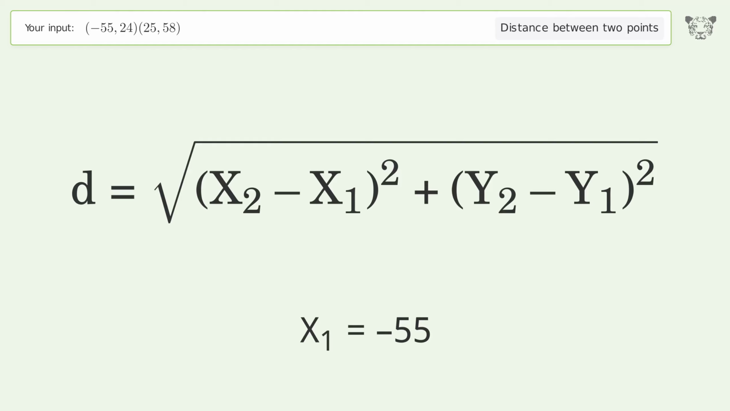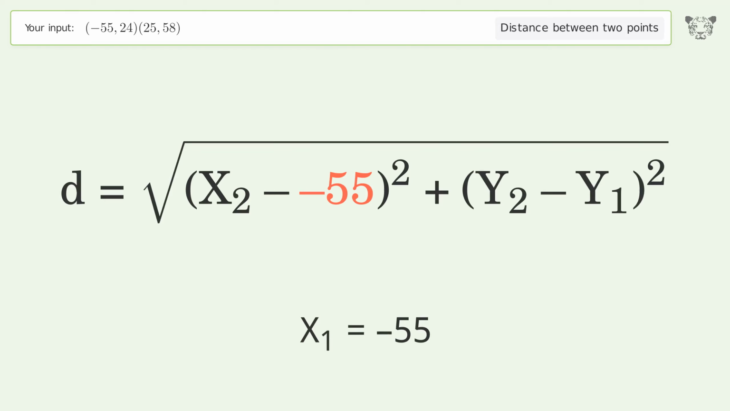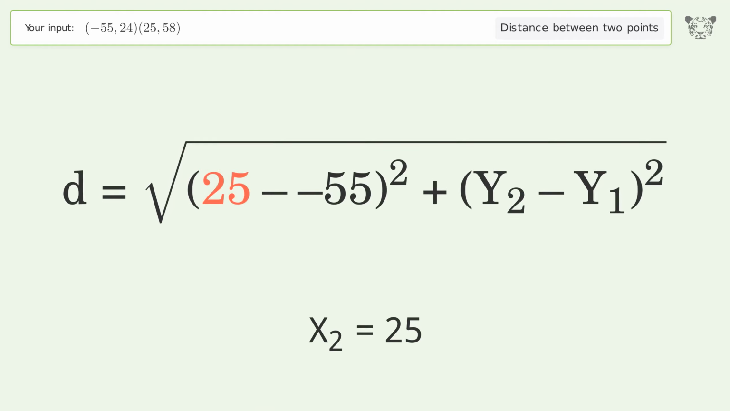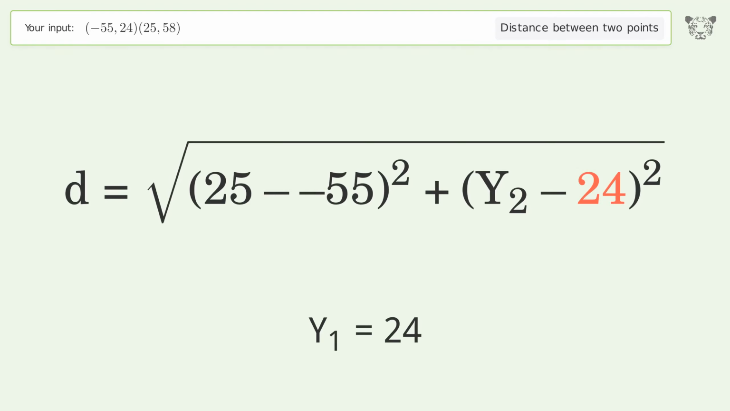x1 equals -55. x2 equals 25. y1 equals 24. y2 equals 58.